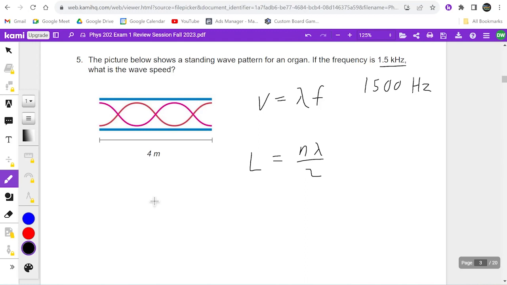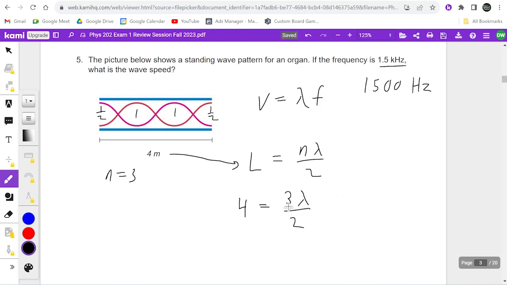Is it 3? It is 3, thank you. That's because we have one loop here, a second loop here, and then 2 half loops that make a full loop, so it is 3, yes. We also know the length is 4 meters, which means that 4 is equal to 3 times wavelength, which I'm solving for, divided by 2.